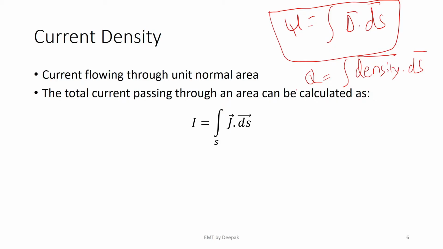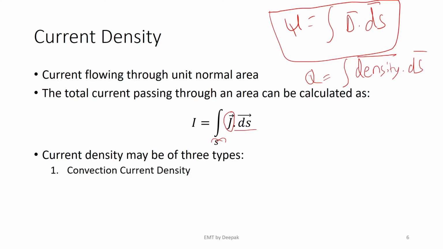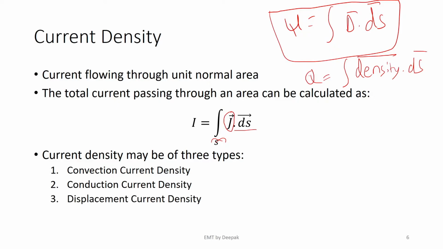If that is again the same here, the current flowing through an area can be equated as the current density along the direction of normal, which is integrated over the entire surface. This current density can be of three types: the convection current density, the conduction current density, and displacement current density.